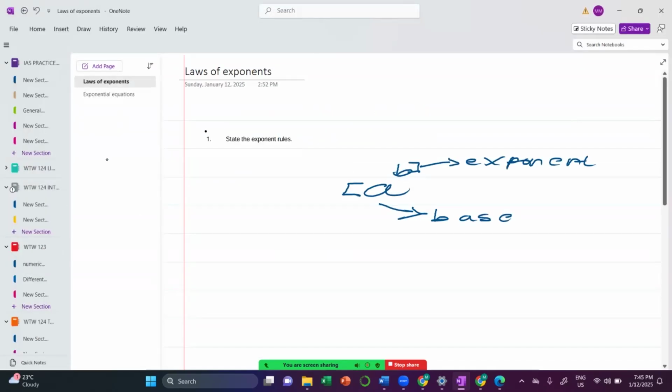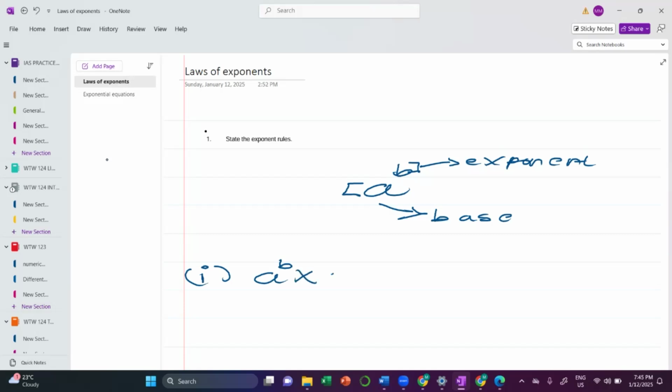So now let's commence with the first one. Whenever we multiply powers of the same base, like a to the exponent of b times a to the exponent of c, it's just going to be equal to what? We keep the base and then we add the exponents. It's going to be b plus c, right? So that's the first one.